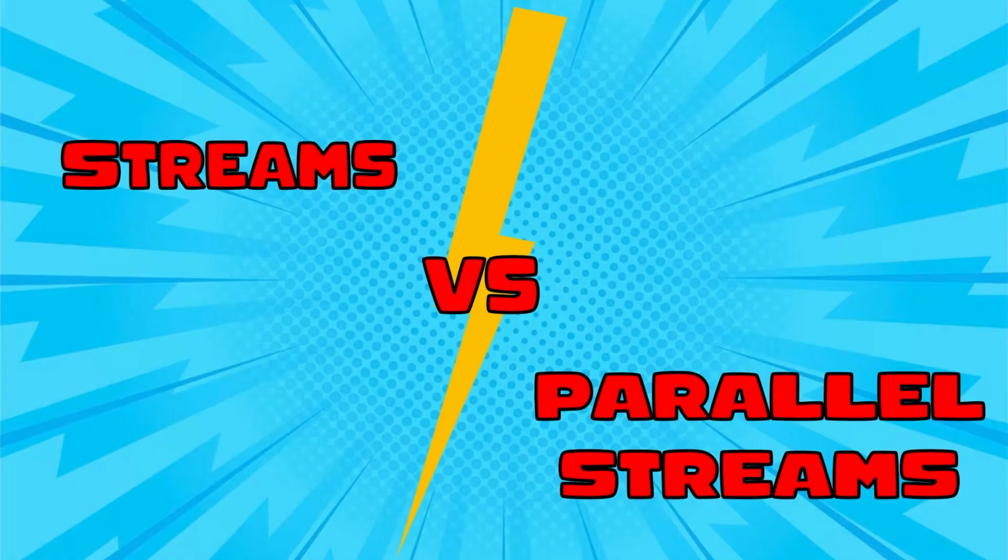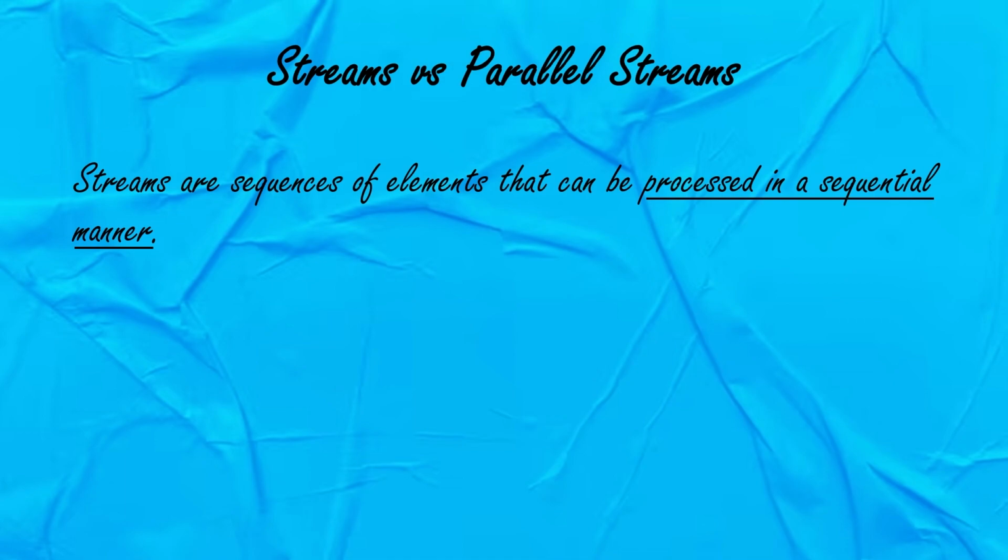So now in the final one, let's discuss the difference between streams and parallel streams. So streams, as we have learnt also, are a sequence of elements and are always processed in sequence, line by line, first, then second and third.